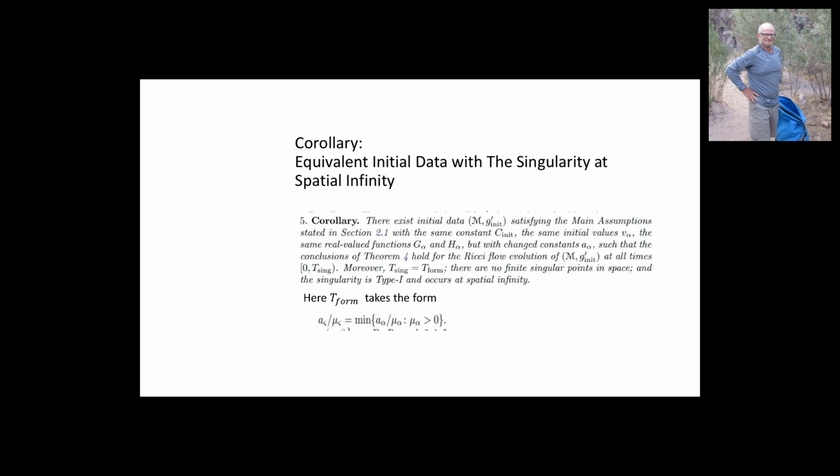But most importantly, what we can show is that there are no singular points which occur in the main manifold. The singularity always occurs in this adjusted initial data. The singularities occur at spatial infinity in the type 1 case. And here I specify a certain formula for the time of existence.